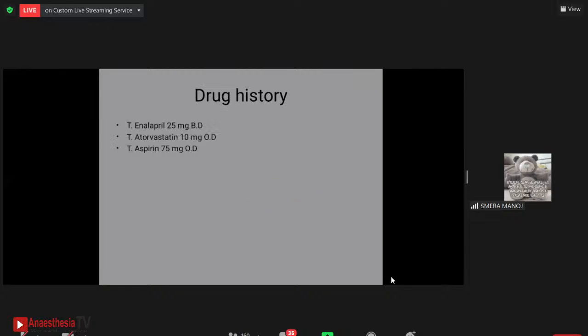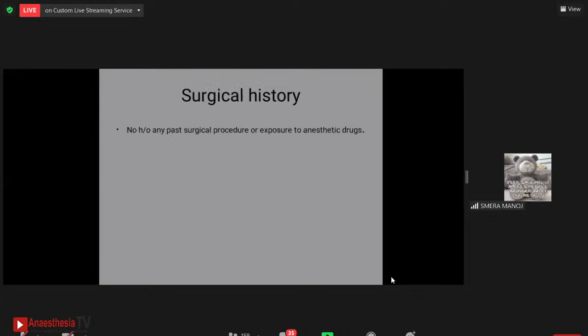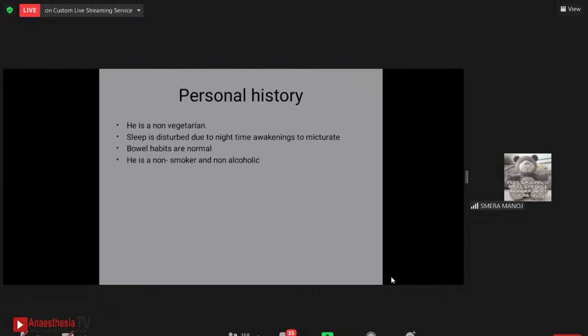In drug history, the patient gave us a history of tablet enalapril 25 mg BD, tablet atorvastatin 10 mg OD, and tablet aspirin 75 mg OD. He had no past surgical history or exposure to anesthetic drugs. He had no significant family history.